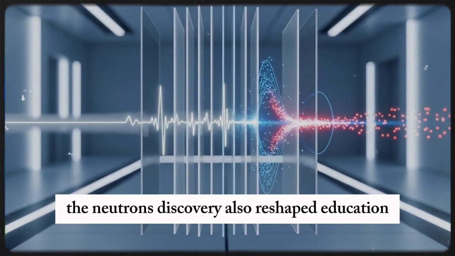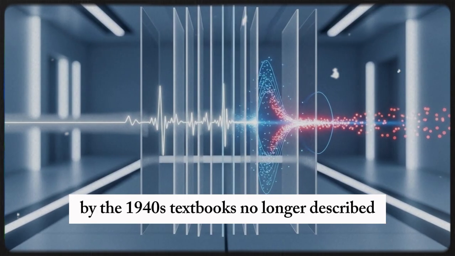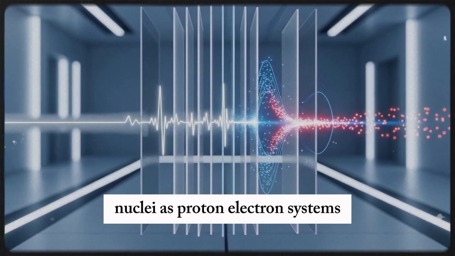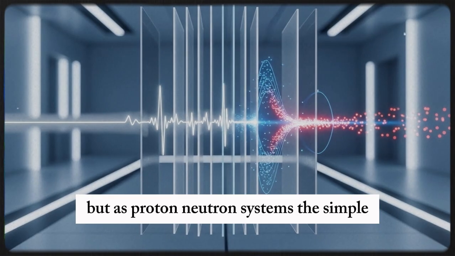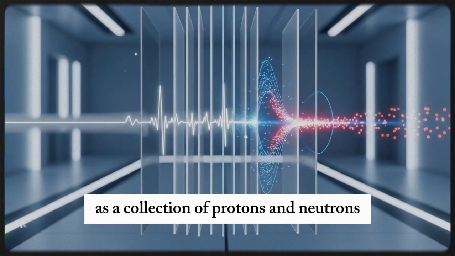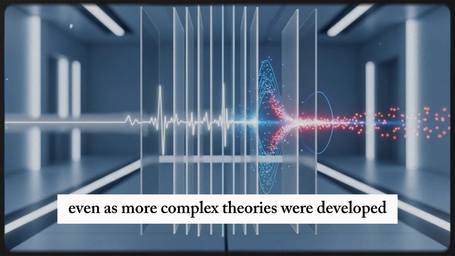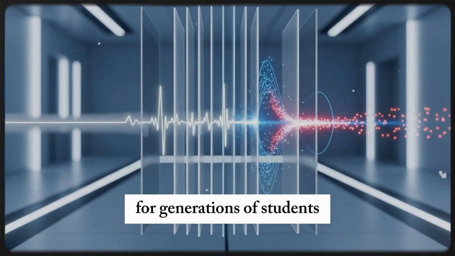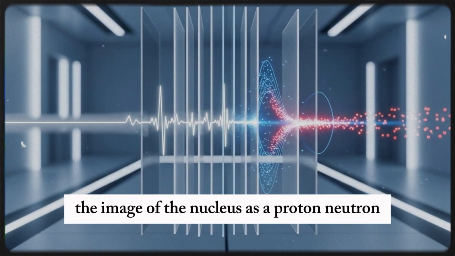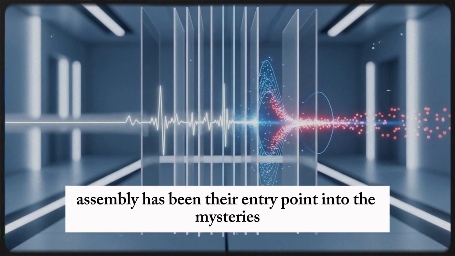The neutron's discovery also reshaped education. By the 1940s, textbooks no longer described nuclei as proton-electron systems, but as proton-neutron systems. The simple model of the nucleus as a collection of protons and neutrons became the foundation of nuclear physics education. Even as more complex theories were developed, for generations of students, the image of the nucleus as a proton-neutron assembly has been their entry point into the mysteries of matter.